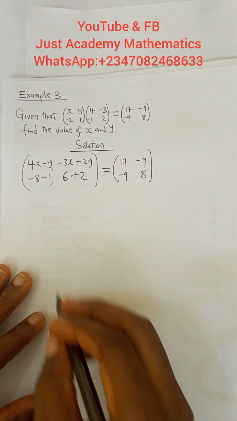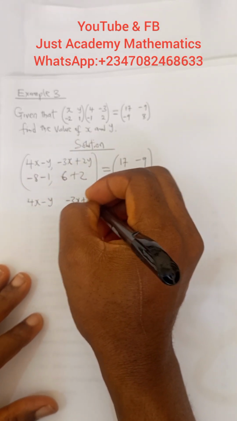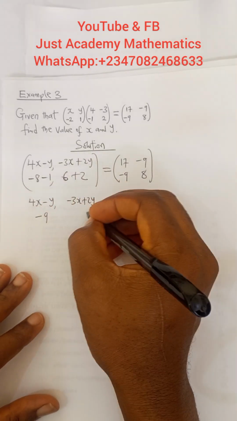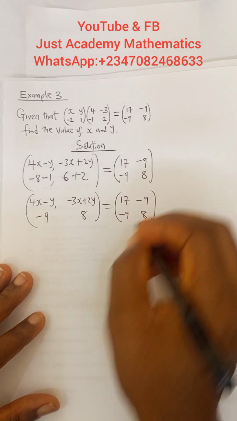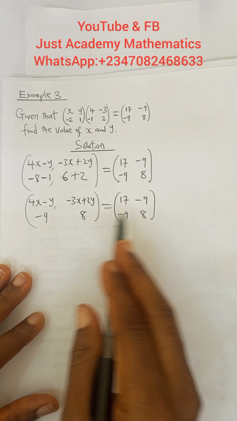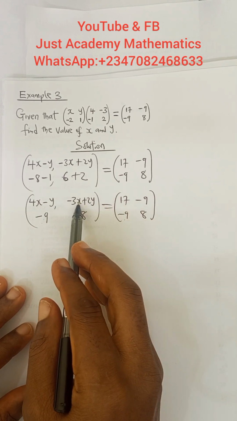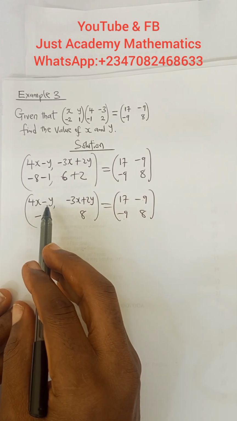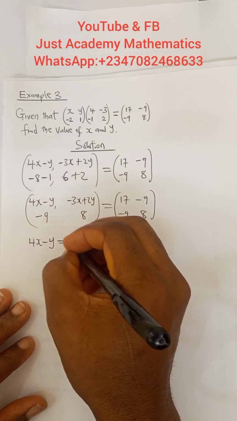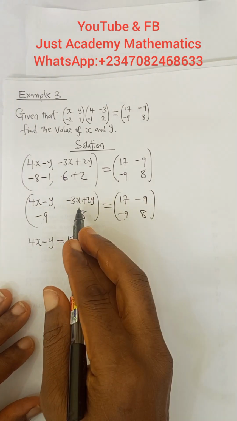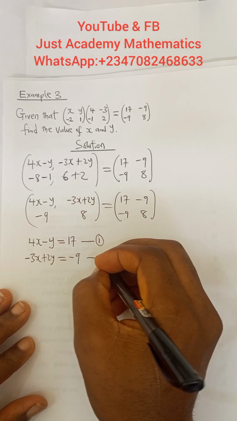If you take it further, you will notice that this is 4x minus y, and then minus 3x plus 2y. Then here is minus 9, and here is 8. Can you see that both of them are looking equal now? How do you know? Because here is minus 9, minus 9, 8, 8. The same way this is equal to this, and this one here is equal to this one here. Since we are looking for x and y, let's pick this one first, that 4x minus y is equal to 17. You can call it equation 1. And we'll do the same thing with this one here, that minus 3x plus 2y is equal to minus 9. We can call this equation 2.